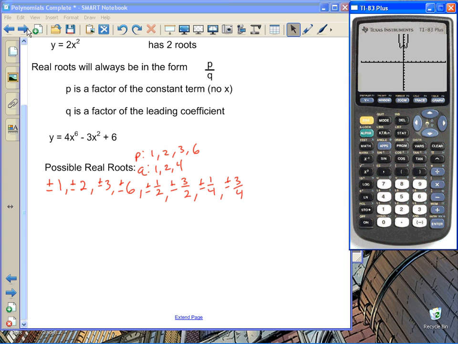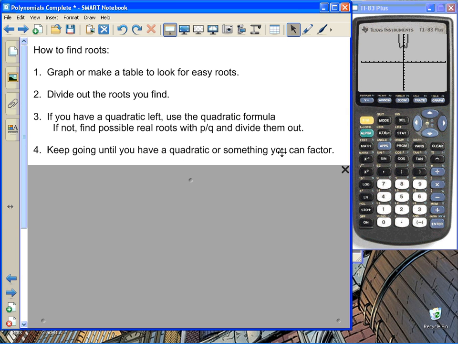All right, let's look at some more. So here's basically what the rules are for finding roots, and the ones for the first part are going to be a little simpler. When we're just looking at real roots, it's going to be a little easier for us until we get into all roots. The first thing you want to do is graph or make a table to look for the easy roots. And you're going to use your possible roots to really help you define your table. So when I do the next couple examples, you'll see what I mean.